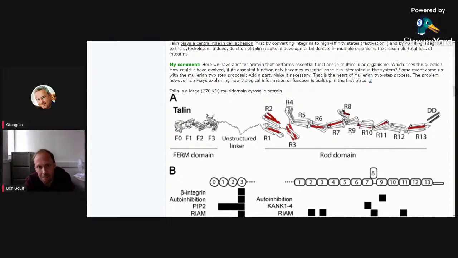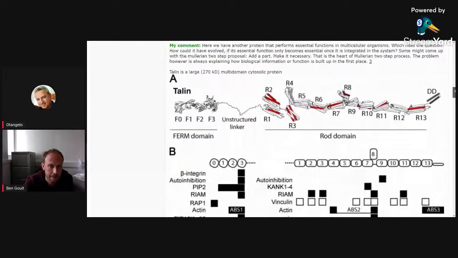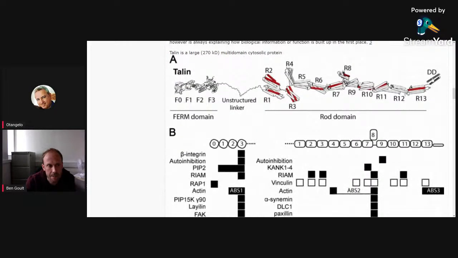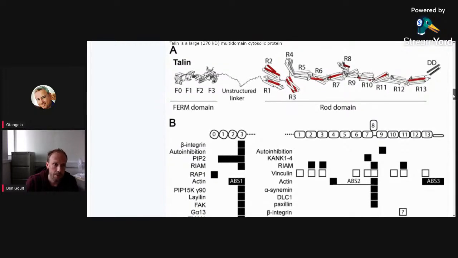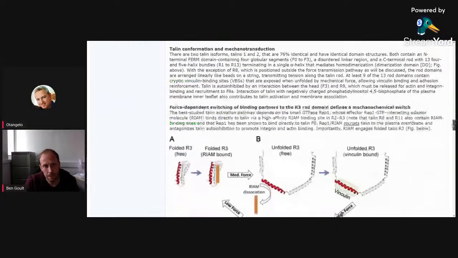So this is what the talin molecule looks like. At the end, you've got this FERM domain. That's what grabs onto the membrane and the integrin tails. And at the very C-terminus, where it says R13DD, that's where it attaches to the cytoskeleton in the simplest version of this. And the bit between R1, R2, R3, these are these mechanical switches. And it was when we discovered that these were mechanical switches that transformed the direction of our research.